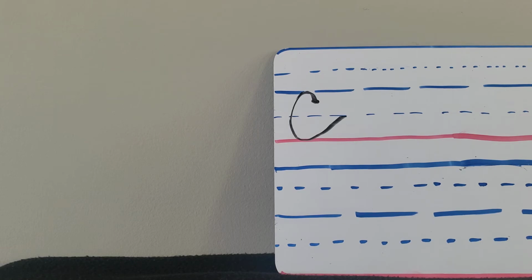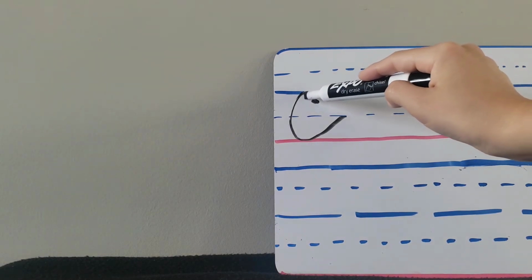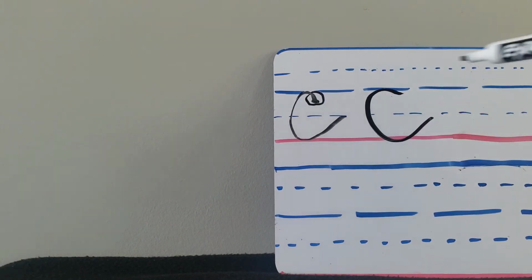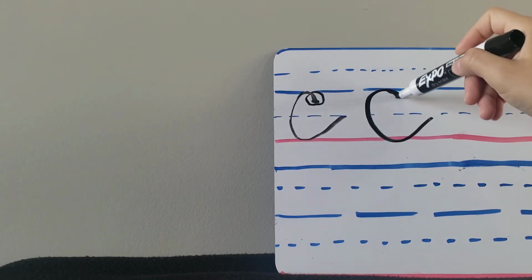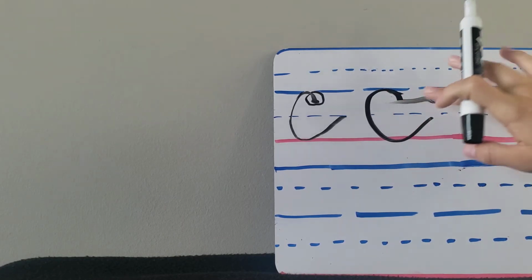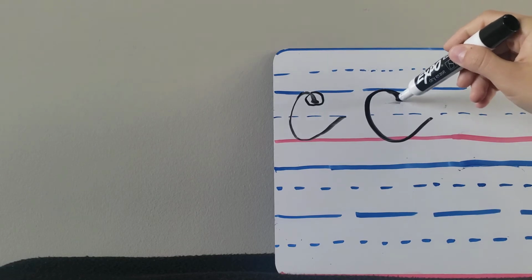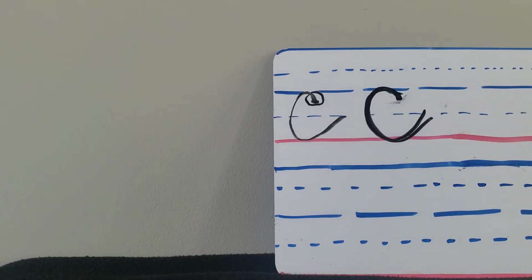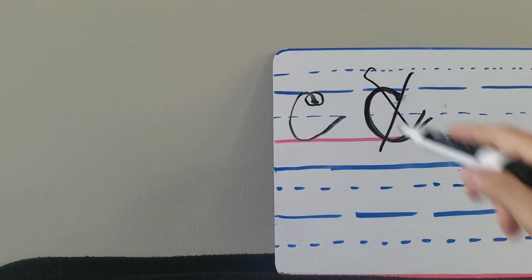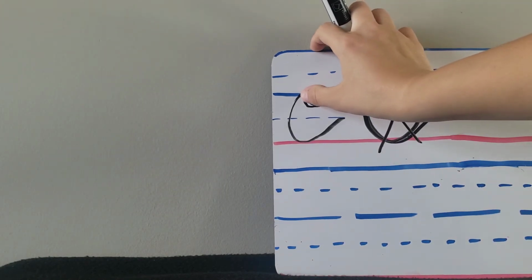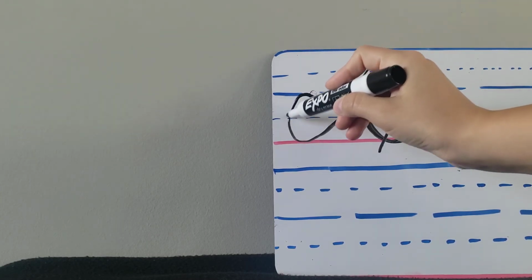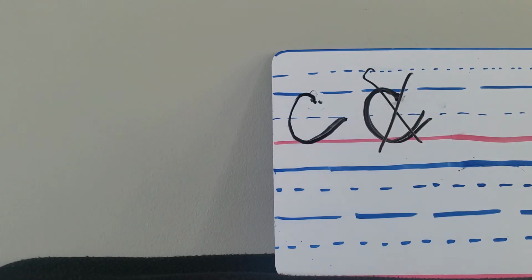Now for the letter C, I need to see this part. You can't just write it like this, that's too big. It needs to go down just a little and then back up, okay? So this would be incorrect. I need to see you start a little lower. So you need to start here, go up, down like that, okay?